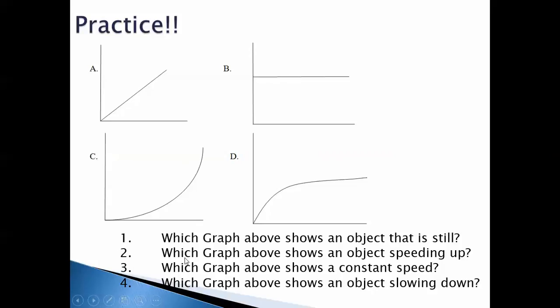Question 2 asks, which graph above shows an object speeding up? Question 3 says, which graph above shows a constant speed? And question 4 says, which graph above shows an object slowing down? So take a minute right now to answer each of these questions, 1, 2, 3, and 4, by selecting graph A, B, C, or D. You can use each one once and only once. You'll use them all. We'll come back and check your answers in a few minutes.